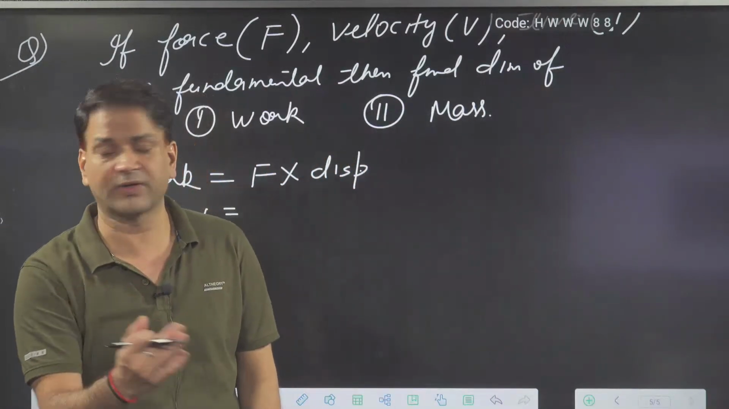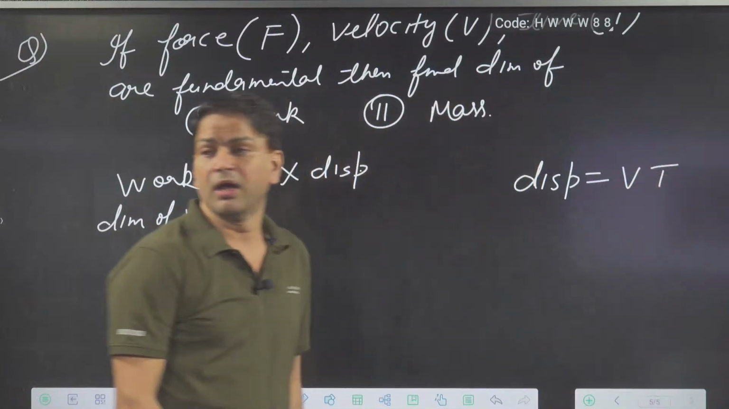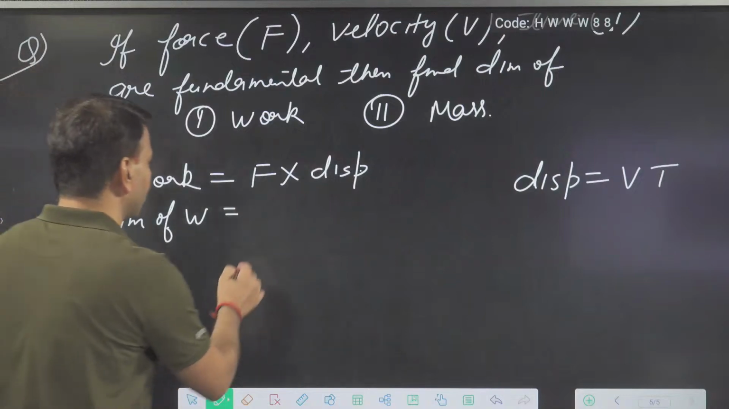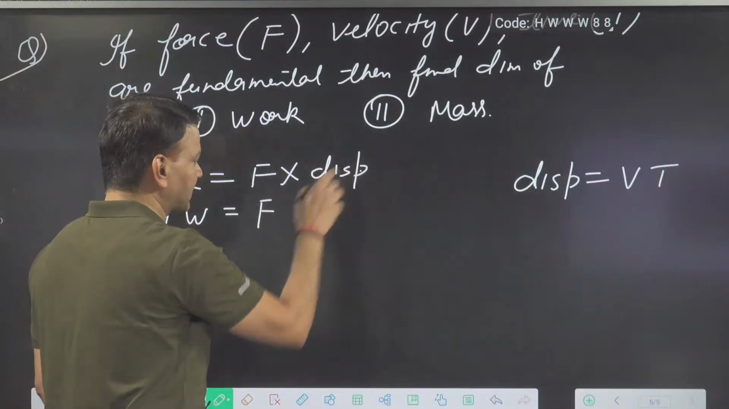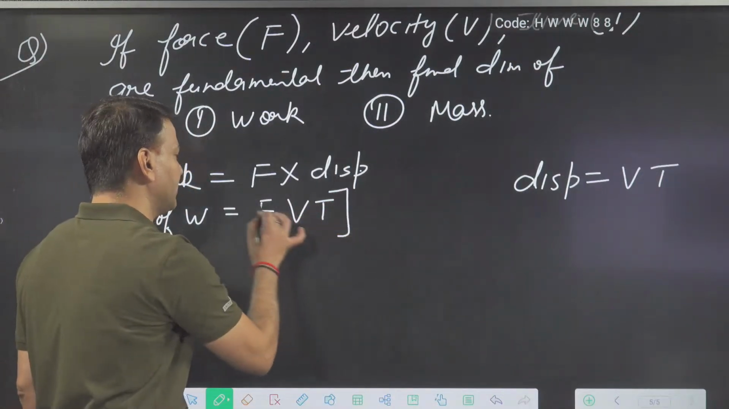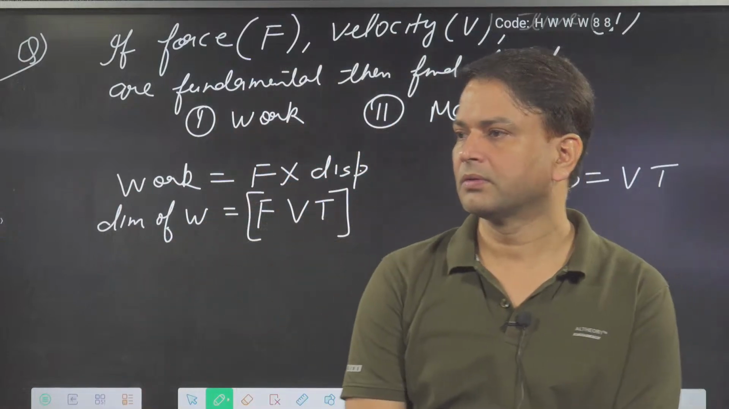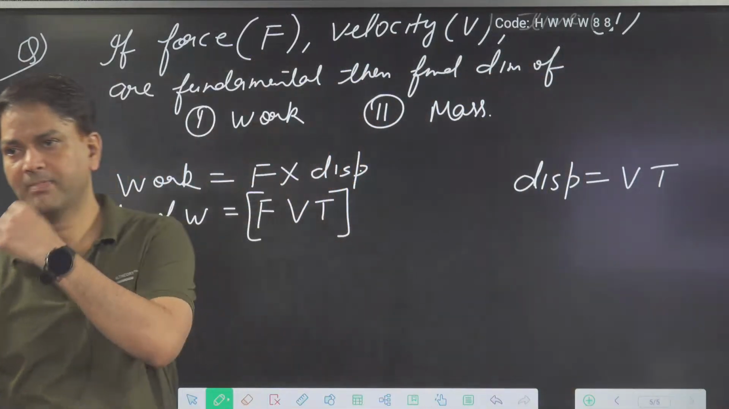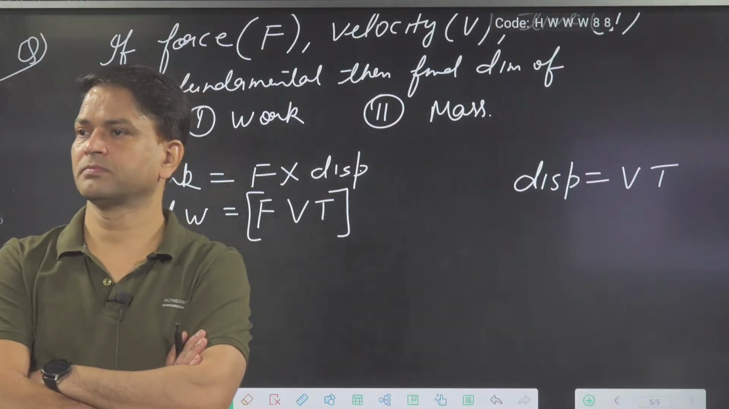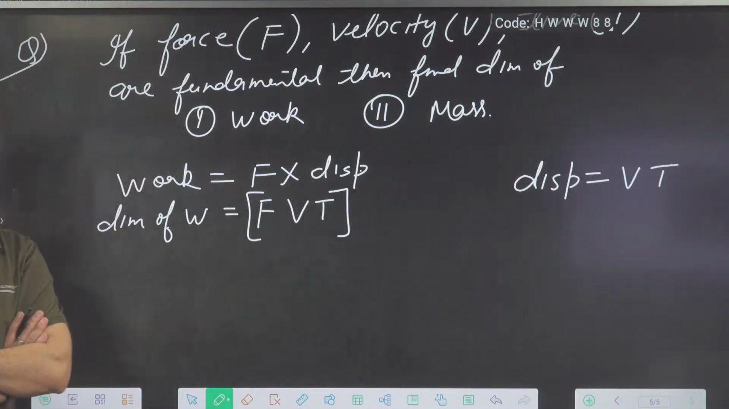Velocity is fundamental, time is fundamental. So displacement is equal to velocity into time. Everybody getting it or not? Velocity and time both are fundamental, so directly I can put F as fundamental, and for displacement I can write Vt. V and T are fundamental. So what is the dimension of the work you got? F, V, T. Okay. Completed.